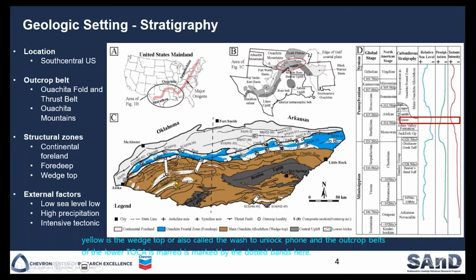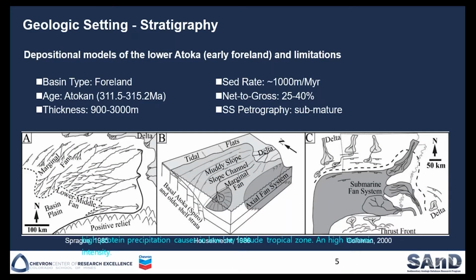So the formation we're interested in is called the lower Atoka. It's about 350 million years old. It was a submarine fan deposited during relatively low sea level, high precipitation because it's in a low latitude tropical zone, and high tectonic intensity. In the past couple of decades, there's been a lot of work done on the lower Atoka submarine fan system. In general, the basin at this time was in an early foreland phase. The thickness can be up to 3,000 meters.